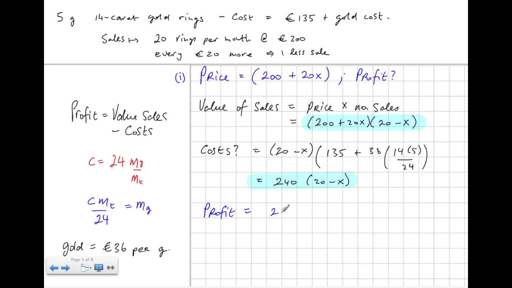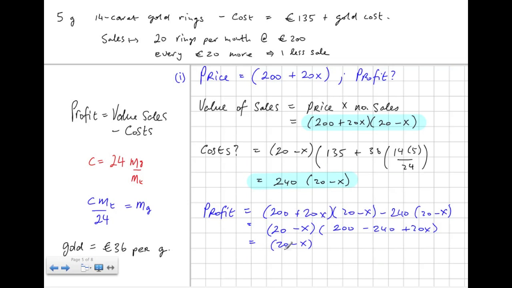So the profit would be the first answer, the value of sales, take away the cost involved in total. Now we see these have 20 minus x in common in 2 of these terms. So it's 200 minus 240 plus 20, just neatening it up.